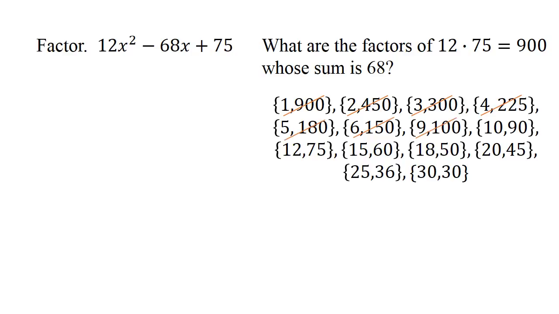No, no, no. That's 100. That's 87. That's 75. 18 and 50 is 68. Okay, so nope, nope, nope. There's my pair. And so those middle terms are going to be negative 18x and negative 50x. Now I'm not actually going to write that over there. Instead, what I'm going to do is try to go straight to the factoring.